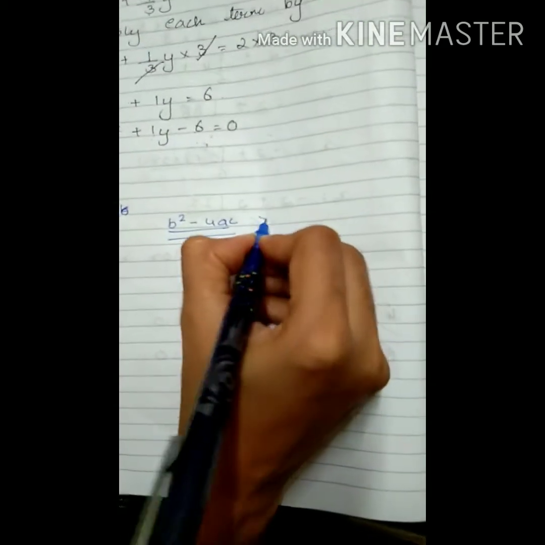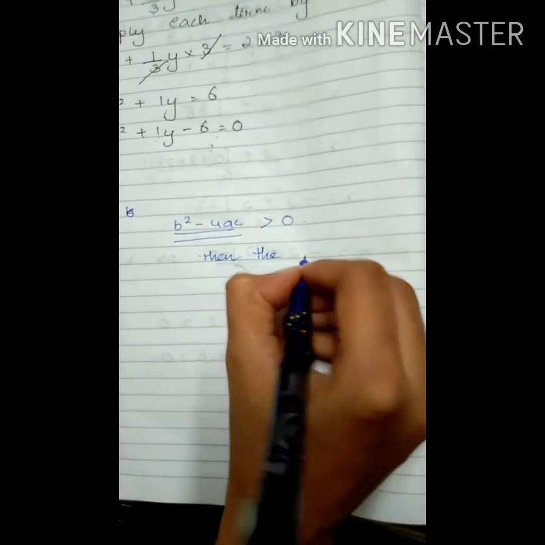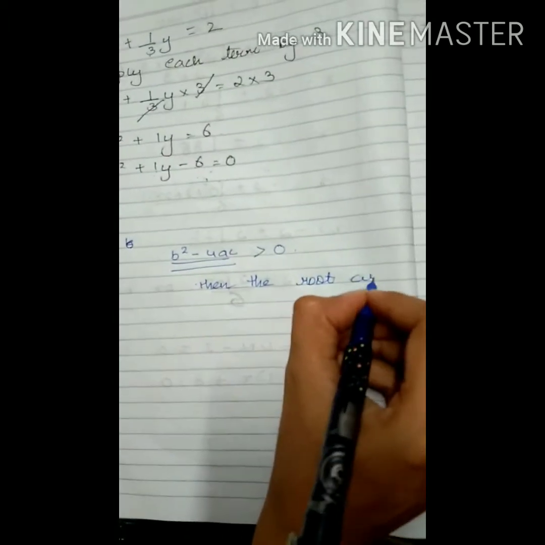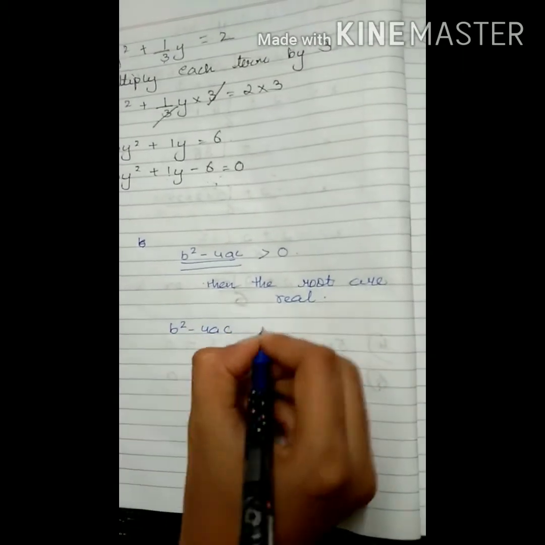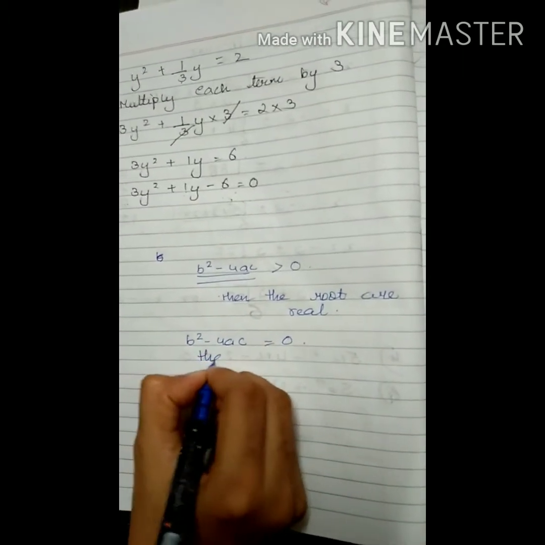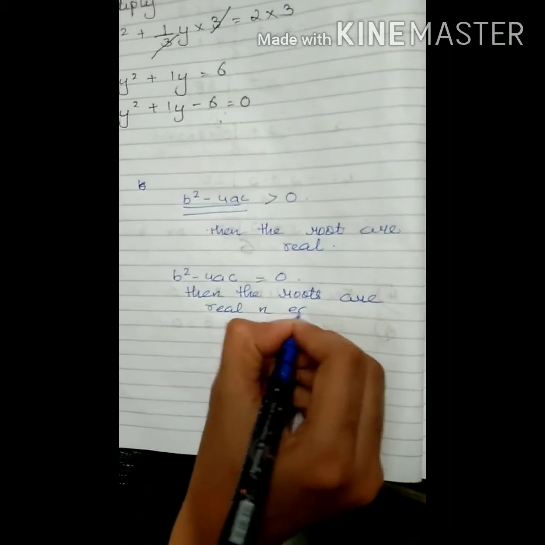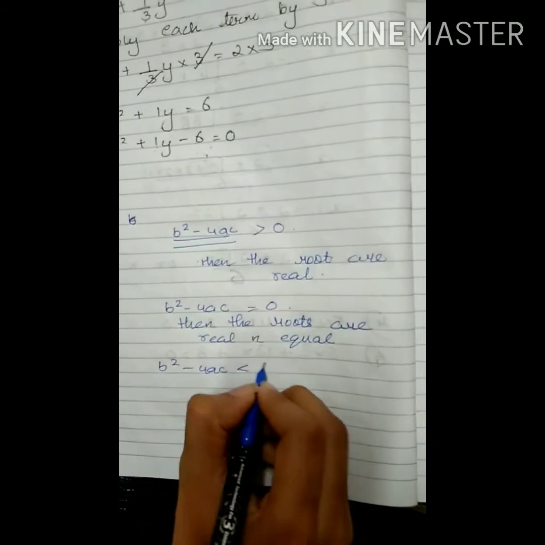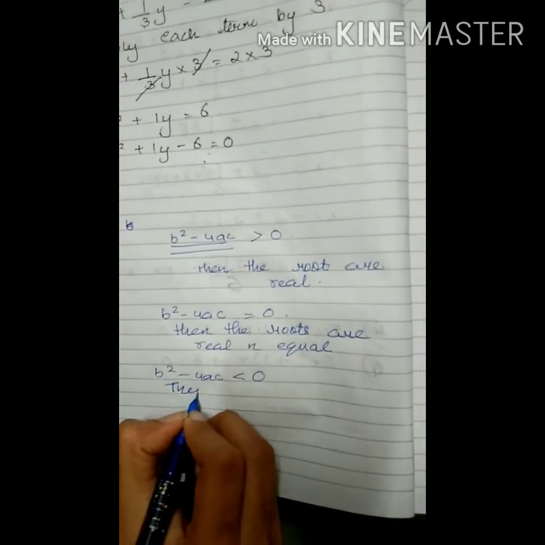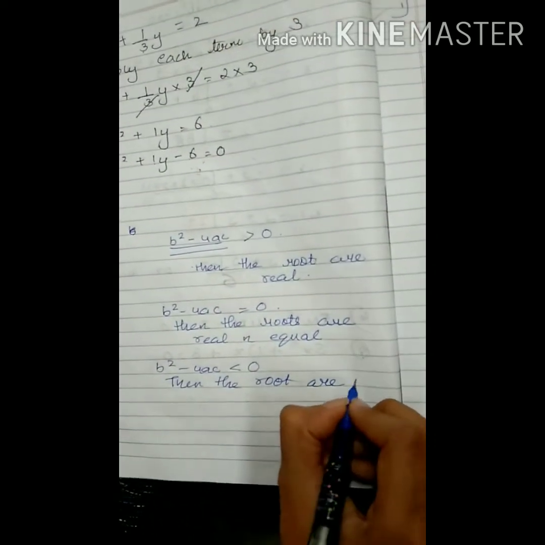If b square minus 4ac is greater than 0, then the roots are real. If b square minus 4ac is equal to 0, then the roots are real and equal. And if b square minus 4ac is less than 0, then the roots are unreal.